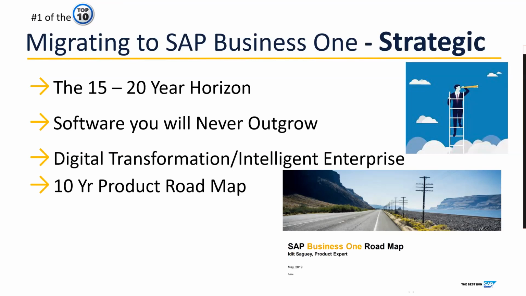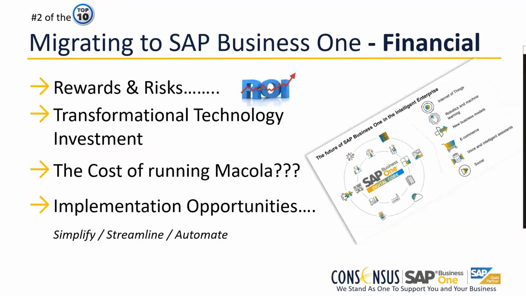The number 2 of the top 10, this would be the David Letterman top 10, by the way, of reasons would be financial reasons. There are some very compelling reasons why customers would want to make this move from Macola to SAP Business One just on financial principles alone. It is a very powerful enterprise performance product that runs in real time and has visibility and acuity at a level that is impressive.